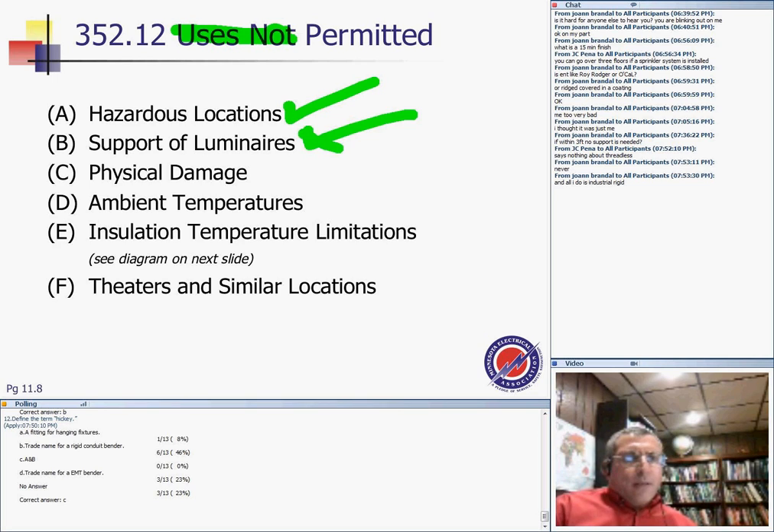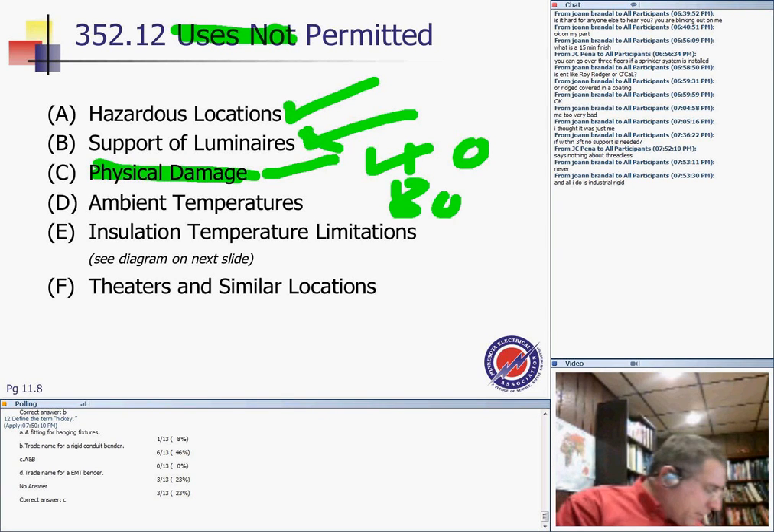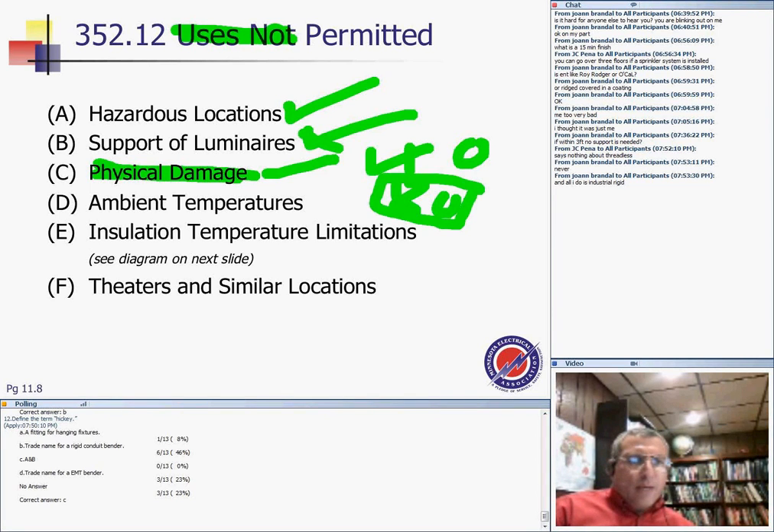Physical damage. Guys, PVC Schedule 80 will protect you from physical damage, but PVC itself, as we all know, comes in Schedule 40 and 80. The 80 will get you protection from physical damage. The 40 will not. It's subject to physical damage unless identified for the use. And when they say unless identified for the use, that's where they identify it as Schedule 40.